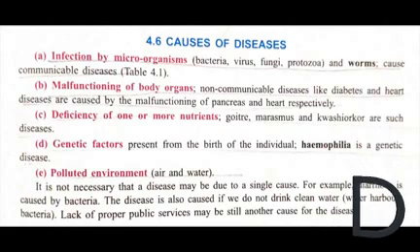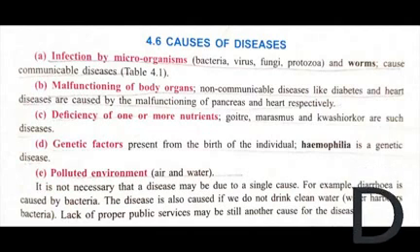But it is not a communicable disease. It is termed a genetic or hereditary disease. Another cause may be living in a polluted environment. It is not necessary that a disease be due to a single cause. For example, diarrhea is caused by bacteria. The disease is also caused if we do not drink clean water. If we take polluted water, it may cause diarrhea or dysentery.